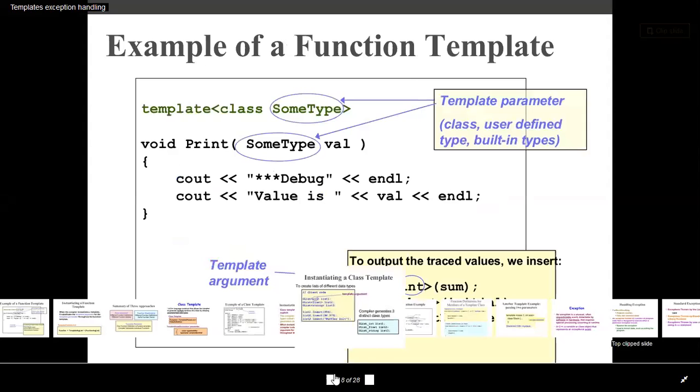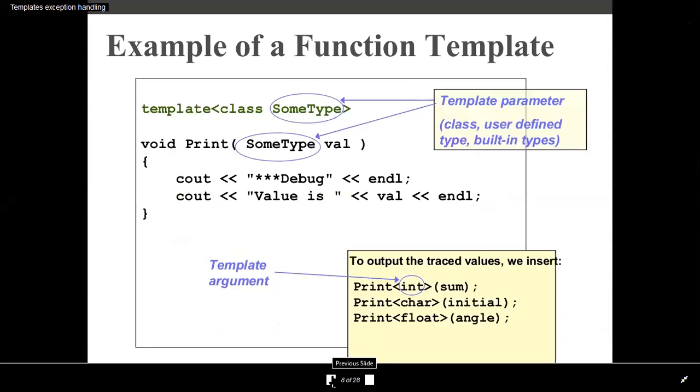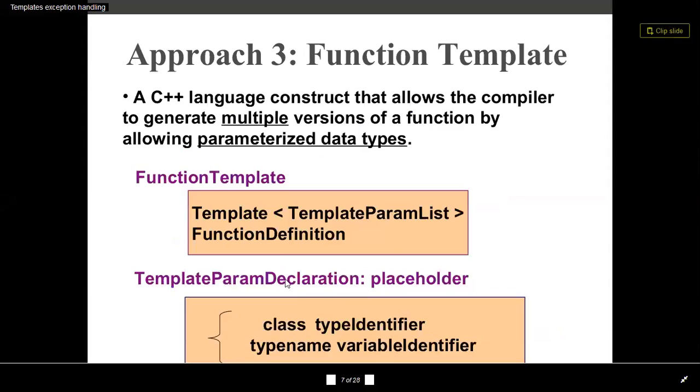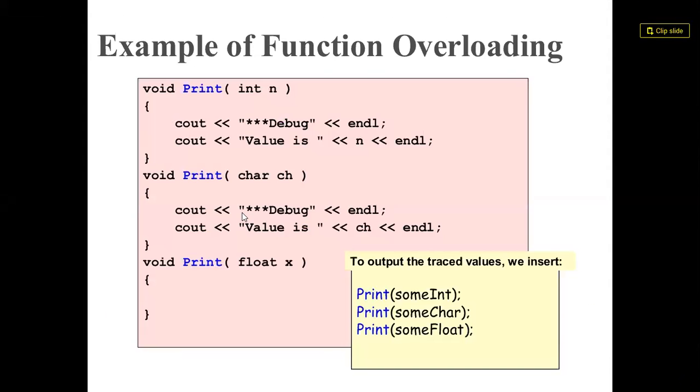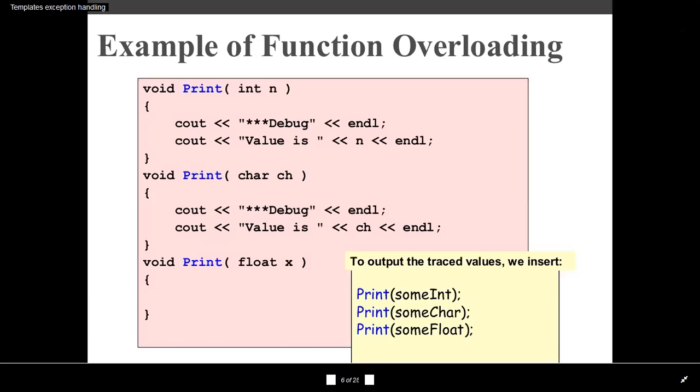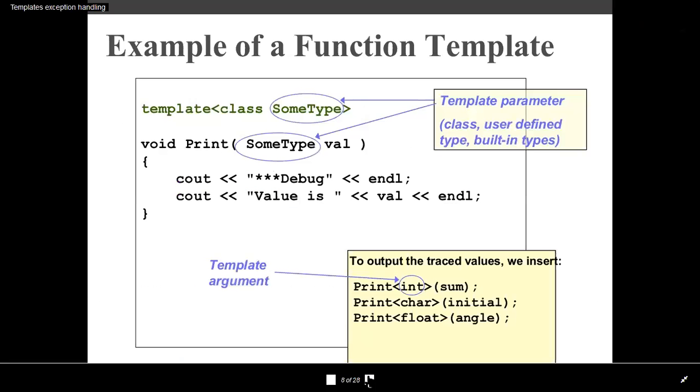Now think about a scenario where you have 20 types of data or 100 types of data. If you don't use a template, even if you use function overloading, the most advanced thing you have learned in the C++ course, you still have to write 100 different functions. But in the case of a template, you just have to write one function. So this is one advantage.